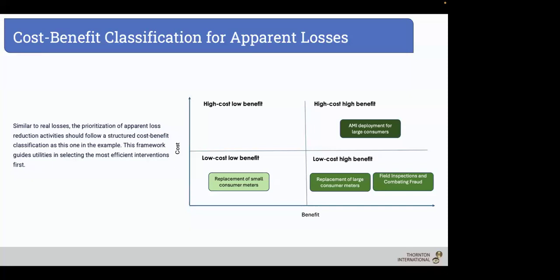So sometimes here, if you see this example, high cost, high benefit: AMI deployment for large customers. Oh no, I do have all the systems now here, so it won't be high cost for me. Okay, I just change it and put it in the low cost, high benefit. But it's important to understand that each system must have this kind of structured cost-benefit classification, okay?